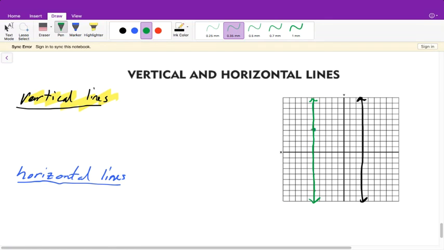It's not the same as our y value here. Our y value changes depending on what point we look at. It can go from 0 to 1 to 3 to 4 to 5. It changes as we go along.